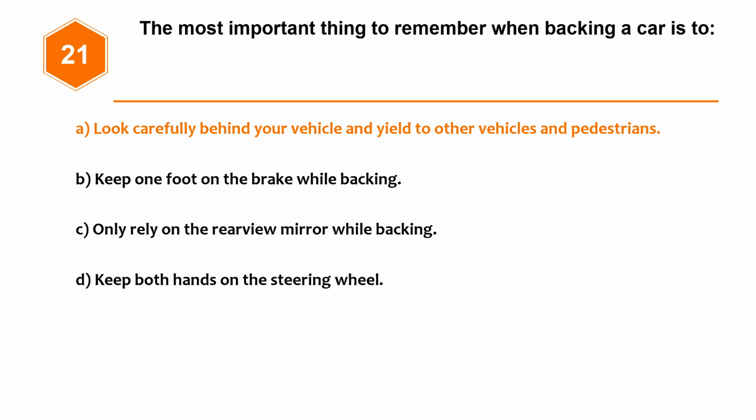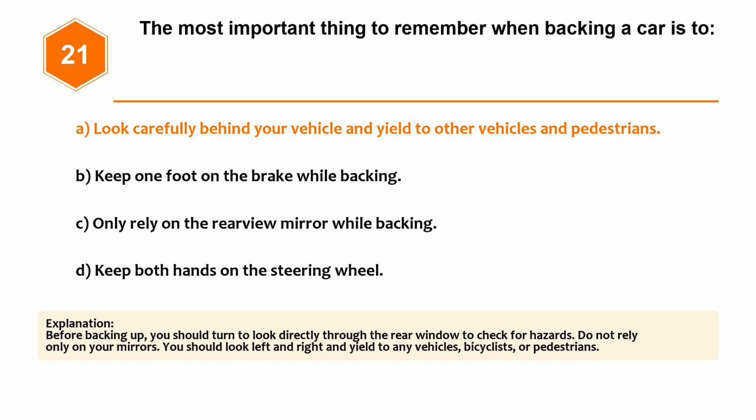The correct answer is option A. Look carefully behind your vehicle and yield to other vehicles and pedestrians. Explanation. Before backing up, you should turn to look directly through the rear window to check for hazards. Do not rely only on your mirrors. You should look left and right and yield to any vehicles, bicyclists, or pedestrians.